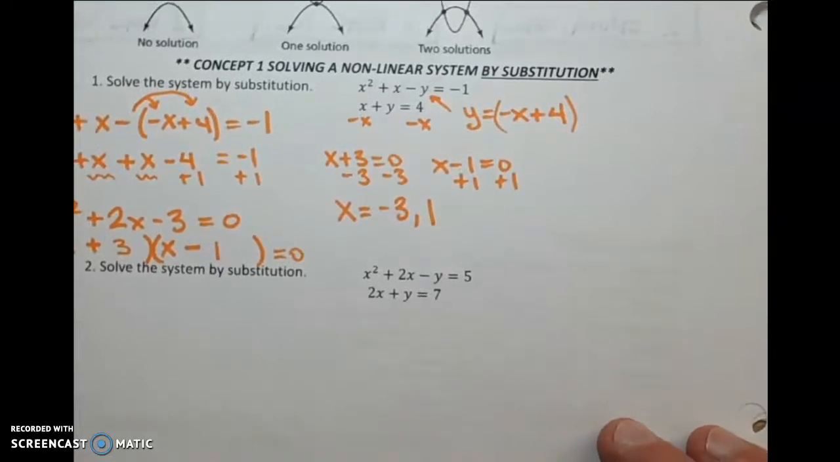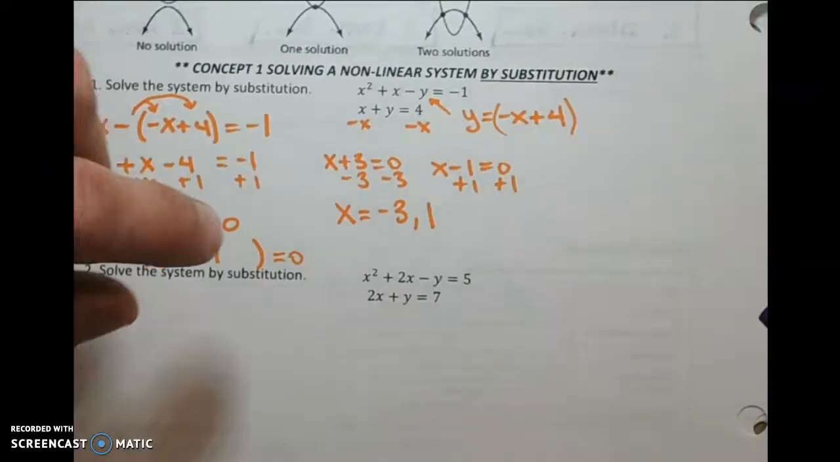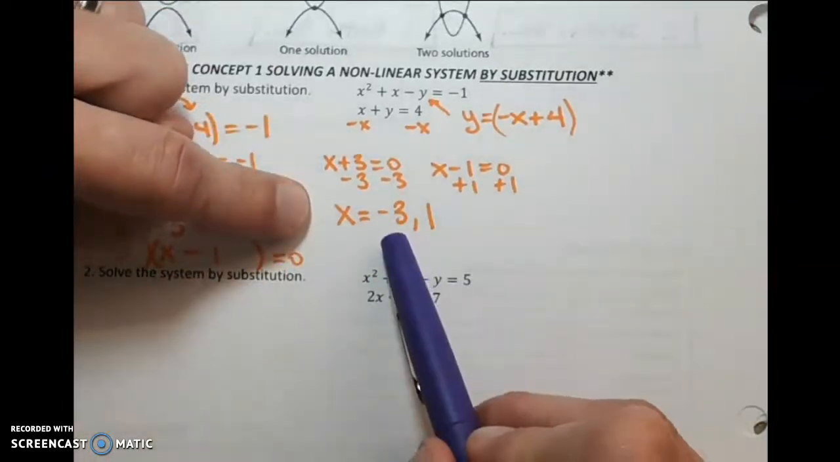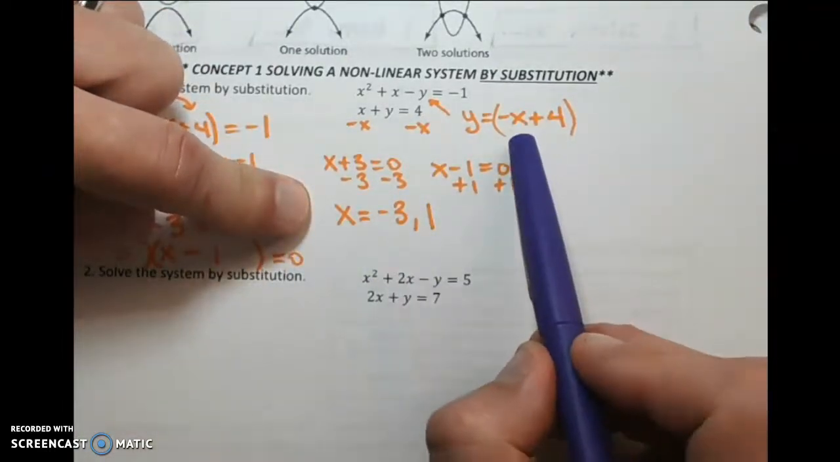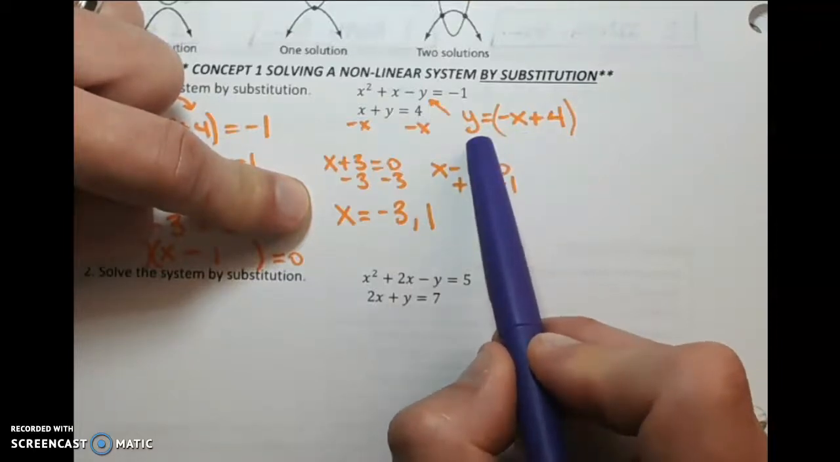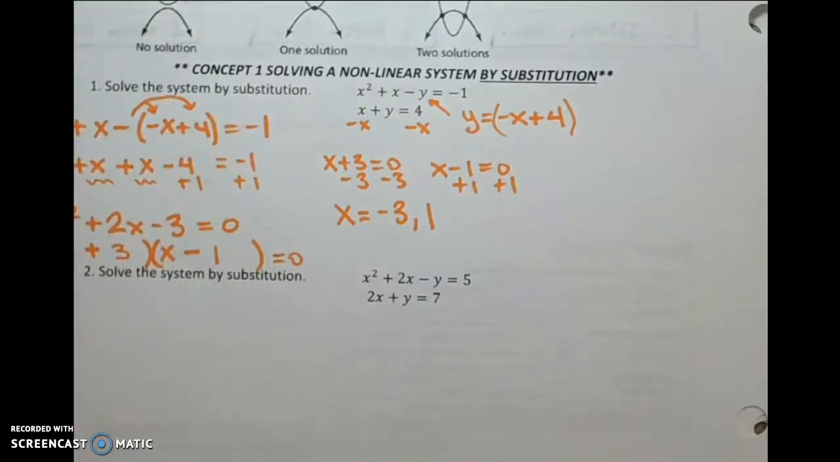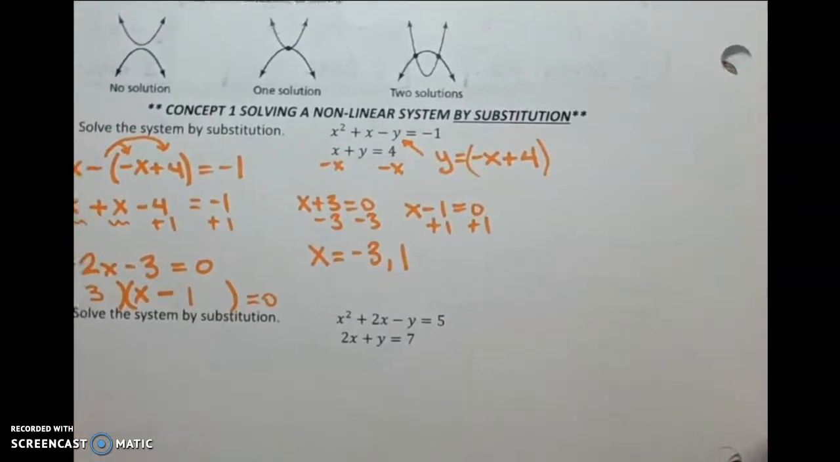So I also need my y's. Alright, so what I have to do is I'm going to take this negative 3x, I'm going to plug it into this equation right here and solve for y. Because I'm looking for ordered pairs, and I'm looking for two ordered pairs since I have two solutions for x. Alright, so here we go.